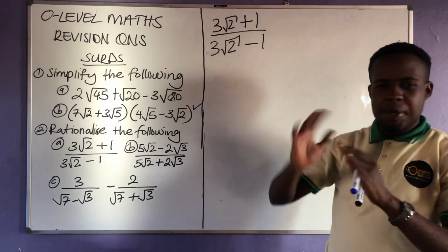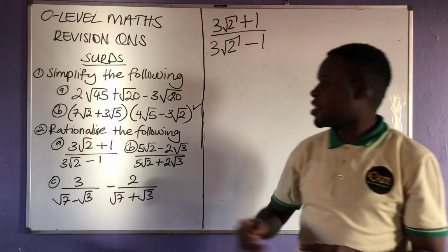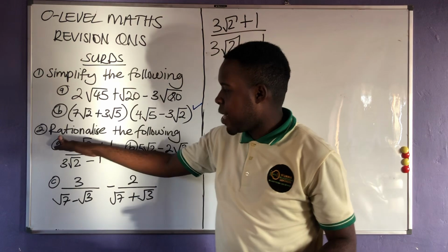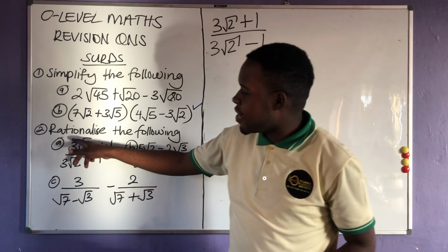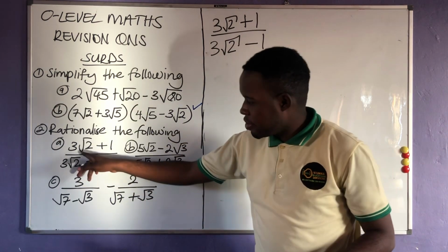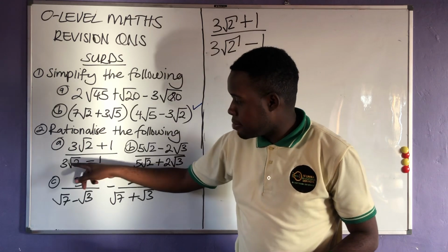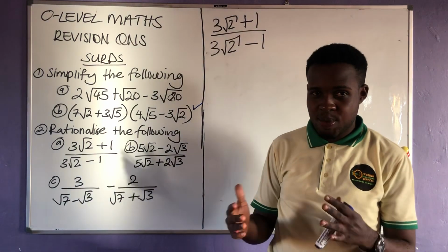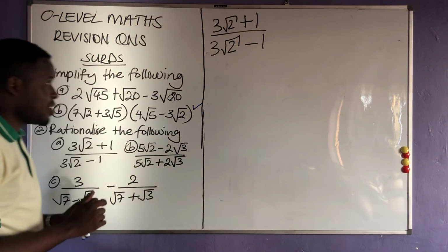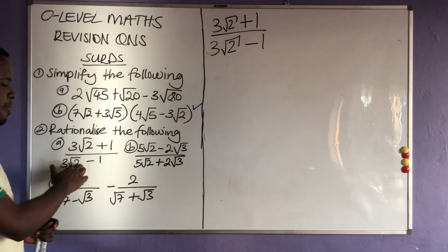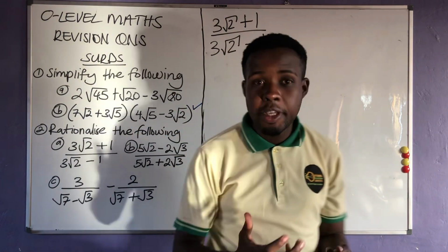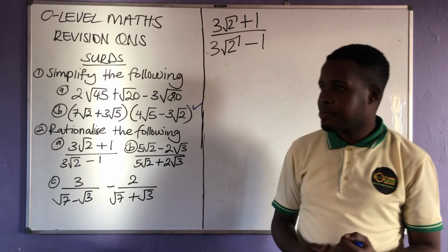Today we are just going through some revision questions in the topic SATs. I'm going to do for you number 2, part A. It is saying rationalize the following, but part A is saying (3 root 2 plus 1) divided by (3 root 2 minus 1). Now learners, you need to understand, when they tell you to rationalize, they simply want you to remove the surd out of the denominator.